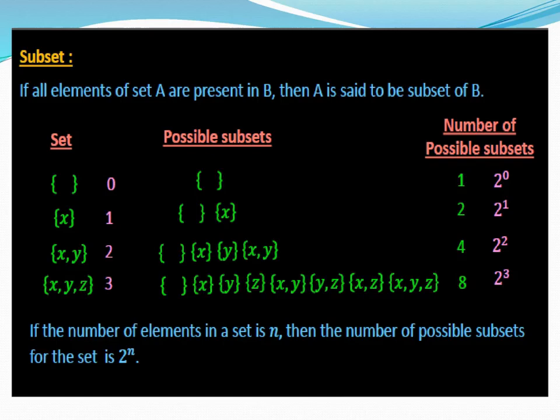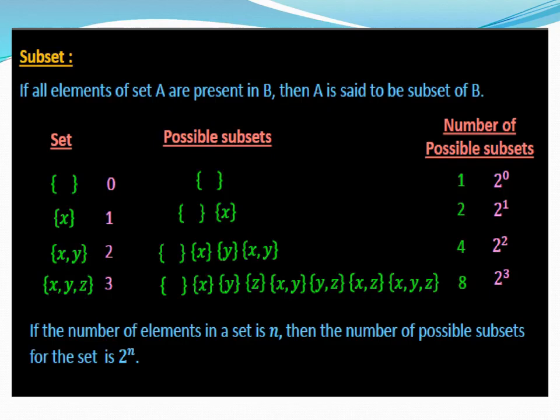If the number of elements in a set is n, then the number of possible subsets for the set is 2 power n. Suppose A equals {1, 2}. How many elements are contained in that set? 2. Then using the formula 2 power n, where n is the number of elements in the given set, 2 squared is 4. So the given set contains 4 subsets. Some more examples we can learn.